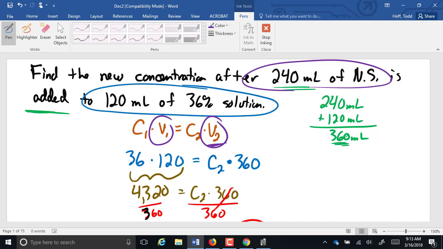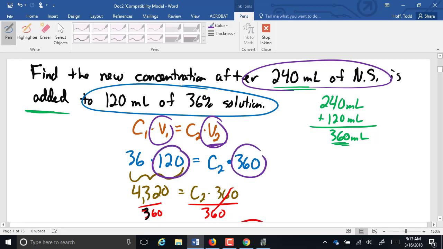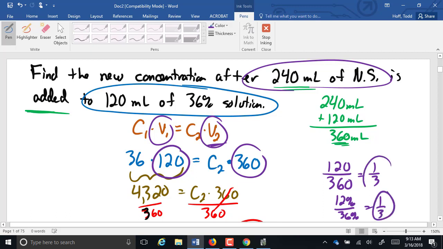There's actually two different ways to figure out what the dilution was. I could either compare the total volumes of 120 to 360, that reduces to a 1 to 3. Or I could compare the concentrations. 12% to 36% gives me a 1 to 3. So it is a 1 to 3 dilution, or 1 in 3 dilution.